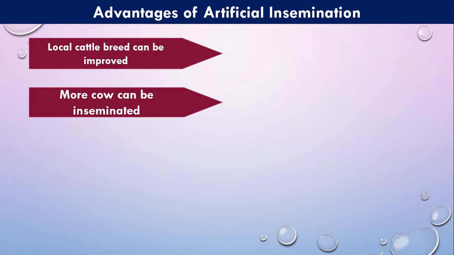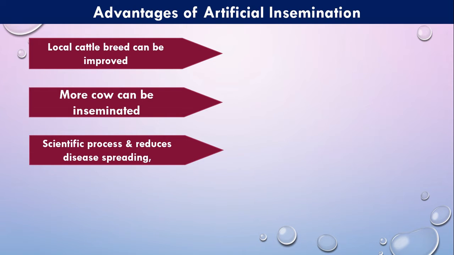Next one is that more cows can be inseminated. That means by natural breeding only about 80 to 100 cows can be inseminated by a local ox per year. But if the semen is collected and used in artificial breeding, it would be sufficient to inseminate 10,000 local cows, which is quite a huge number. Again, daily ejaculated semen is sufficient to inseminate 200 cows per year.